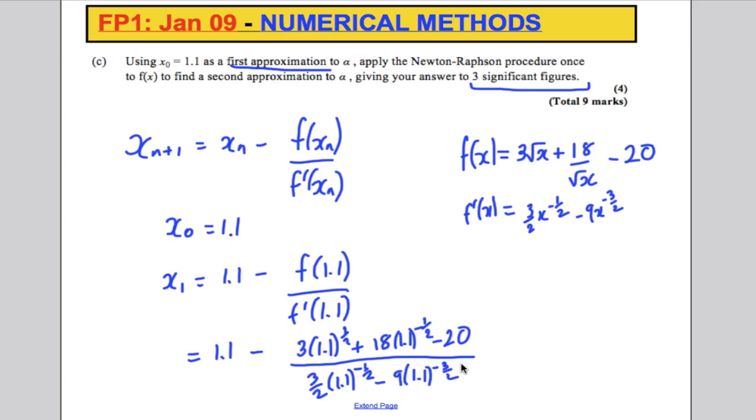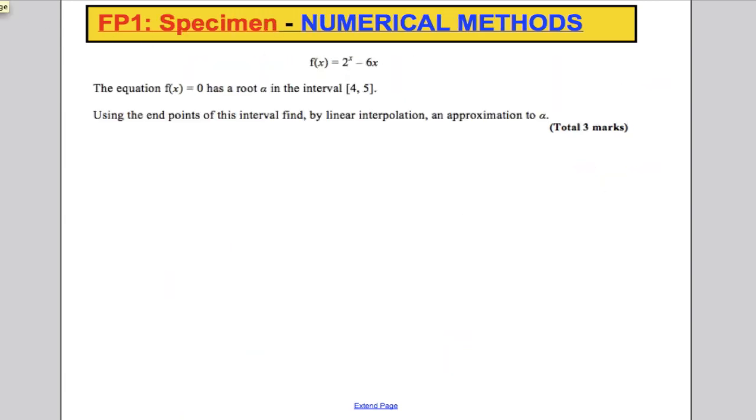Press equals on your calculator. It's quite a big calculation here, but with a bit of luck you got 1.15 to 3SF. I got 1.15 to 3 significant figures, and that's my x1, and there are your 9 marks. Next question.